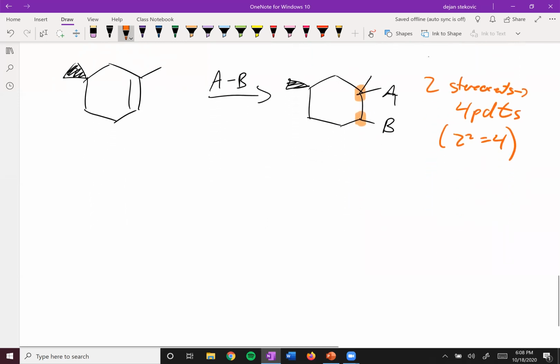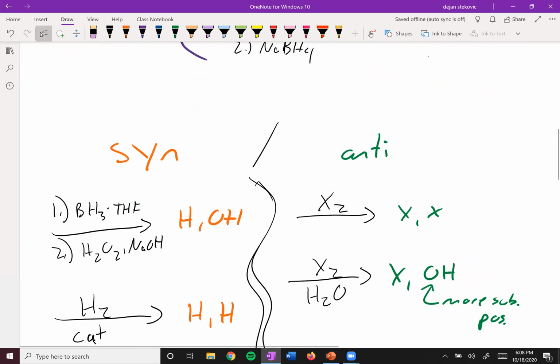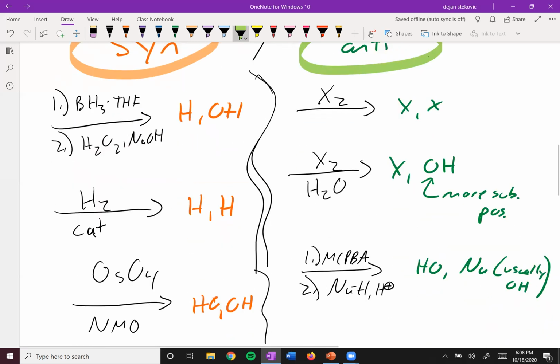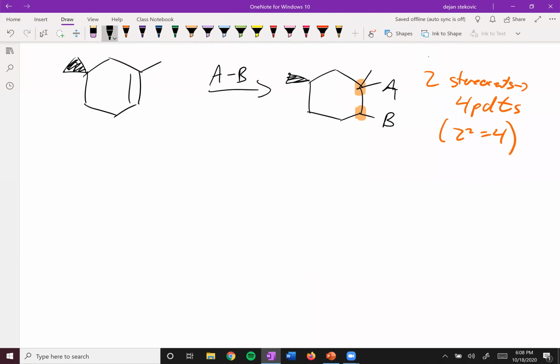And so we have to think about the ways we can add them. As we discussed previously, there are 2 main additions: we can have syn addition, or we can have anti-addition. Let's take a look at the stereochemical outcomes of that. I'm just going to redraw this double bond. One option is the syn addition, so let's look at syn first.